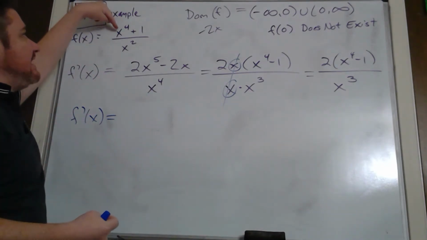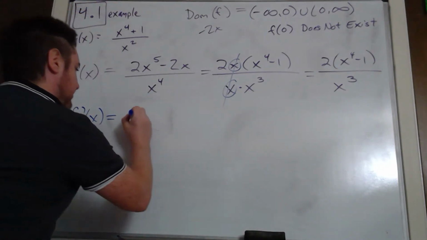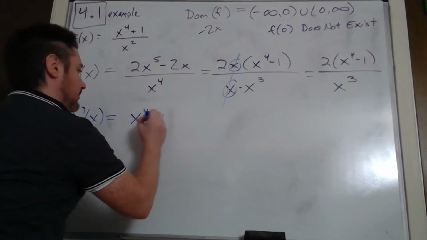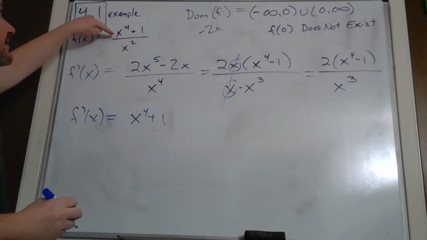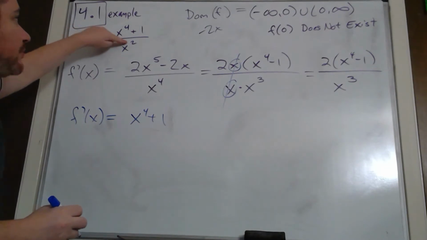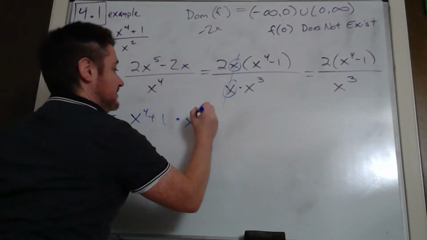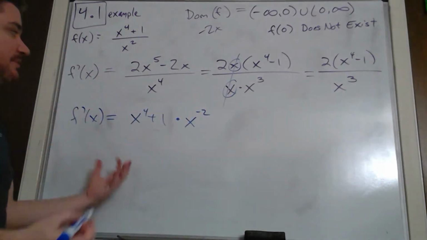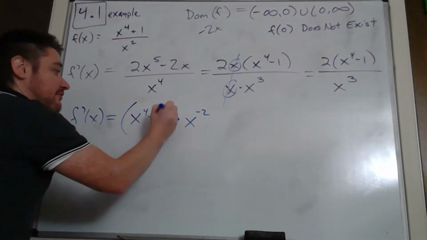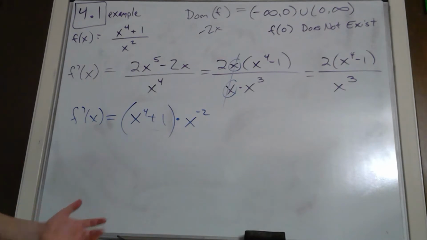So in other words, if I read this out loud, it's x to the fourth plus 1. So let me write x to the fourth plus 1. And this is x to the fourth plus 1 divided by x squared. That's the same as x to the fourth plus 1 times x to the negative 2. Right, so if we bring it up to the top, it becomes multiplication, which means, though, I need to wrap that in parentheses. Okay, so you just got to be careful about that.